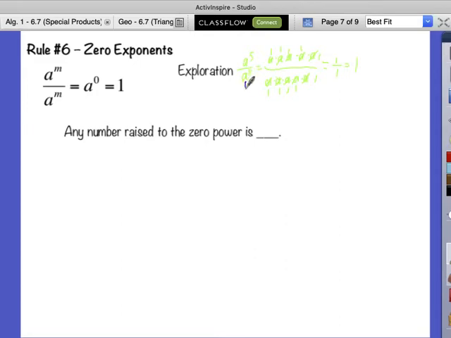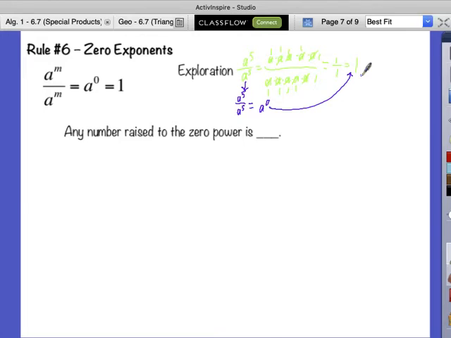Excellent math question. This is why I love you guys. A to the 5th over a to the 5th. Well, we just learned 2 rules ago, rule number 4, that when you divide monomials with the same base, like we have here, we can subtract the exponents. What's 5 minus 5? 0. So that's a to the 0, which is the same thing as 1. So that's how we get that.